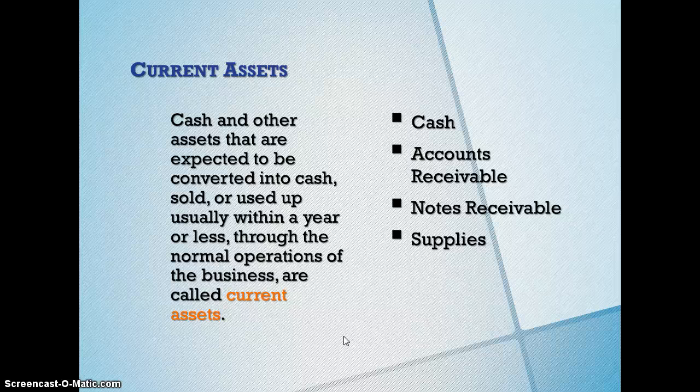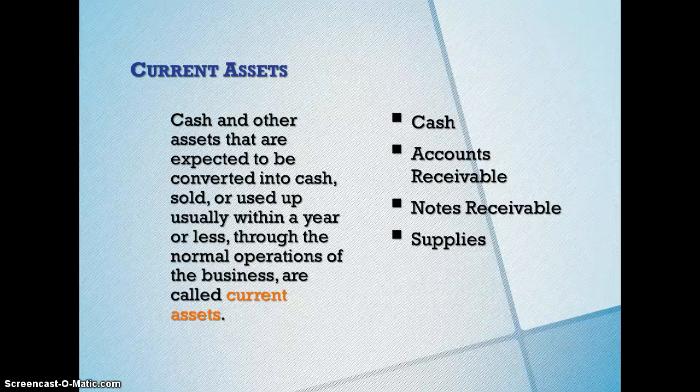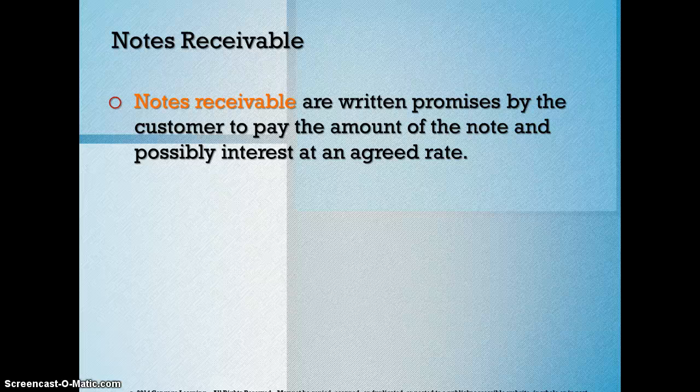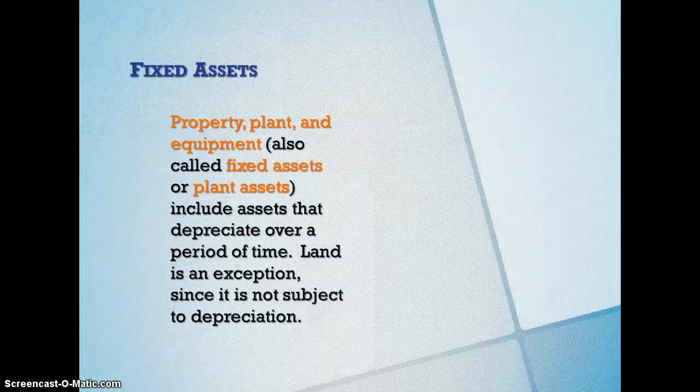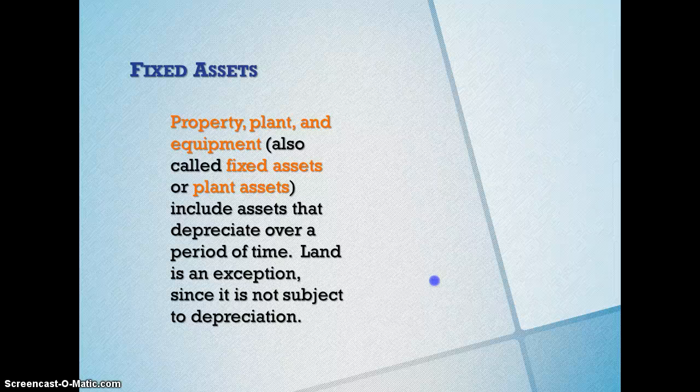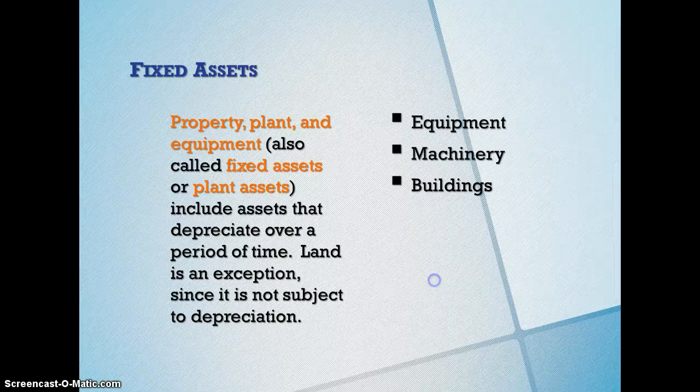Okay, these are all things that can be used up within a year. Usually the word current talks about the year. Next, notes receivable are promises for our customer to pay that are in writing, and accounts receivable is usually just not in writing. That's the only difference between the two. Next are fixed assets called property, plant, and equipment. These are long-term assets like equipment, machinery, building, land.